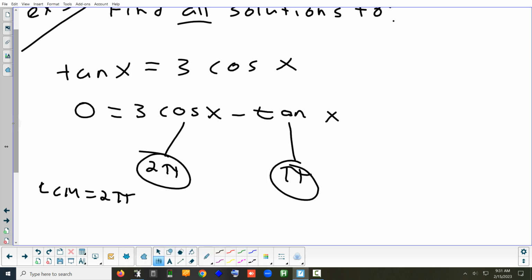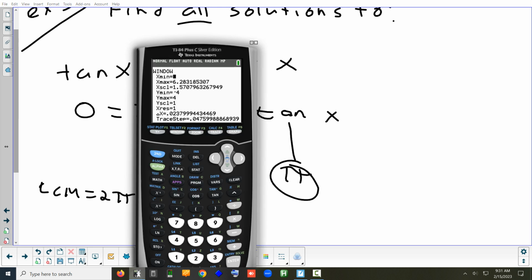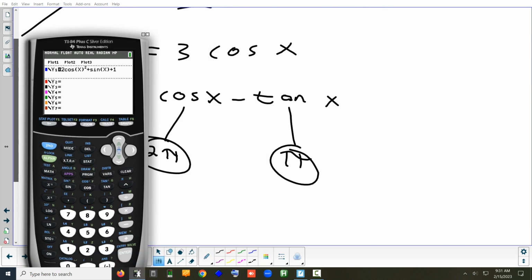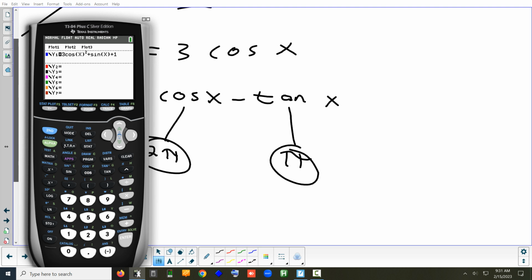Now, up and down doesn't matter. It's going to go off the screen because it's tangent. Tangent goes up and down forever. So I would try -4 to 4. That's probably fine. Okay, so we've got that. We just have to type it in. So 0 equals 3 cosine x. Probably better to just clear it all first. 3 cosine x minus tangent x. All right, let's graph that and see what we got. So as I said, it goes off the screen.